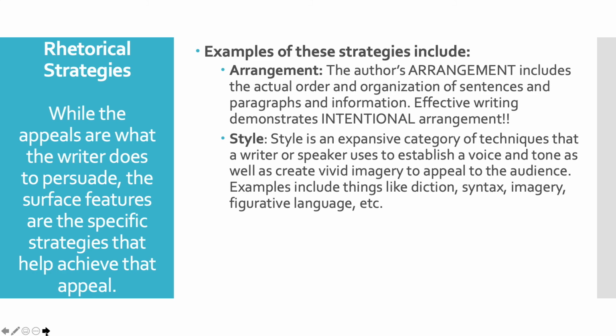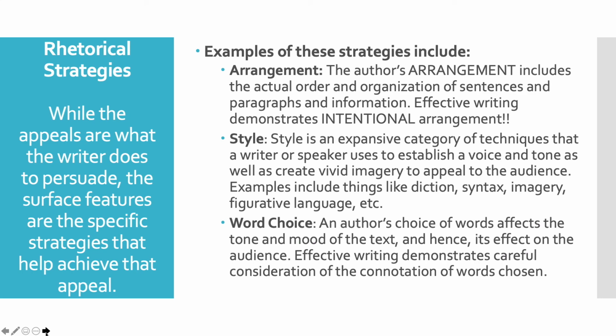So, examples of strategies that writers use: arrangement, or how they are organizing their text, the style in which they're doing it, and other things such as word choice. An author's choice of words affects the tone and the mood of the text, and hence it affects its effect on the audience. Effective writing demonstrates careful consideration of the connotation of words chosen.